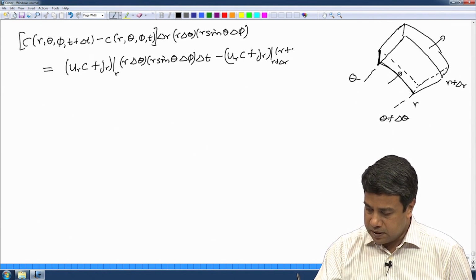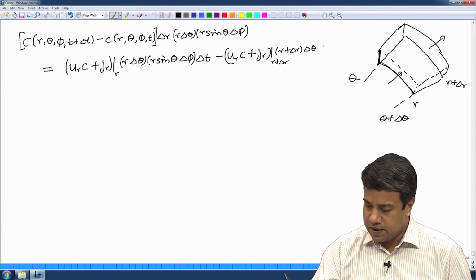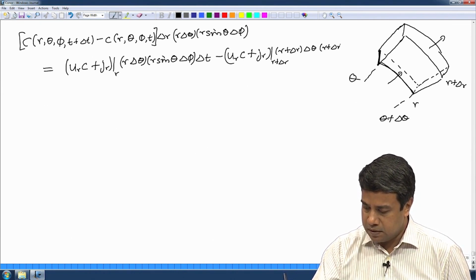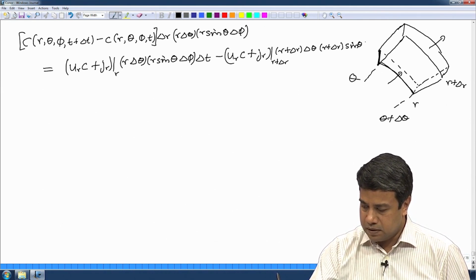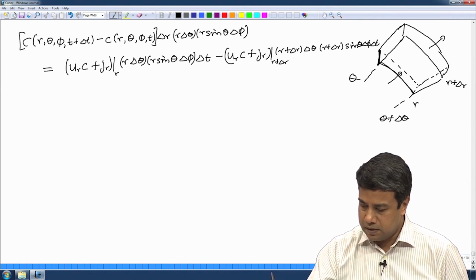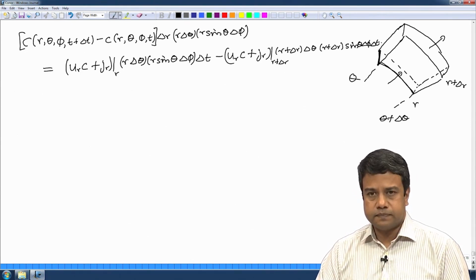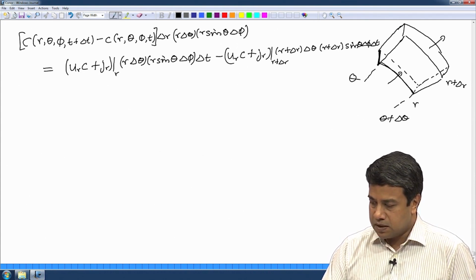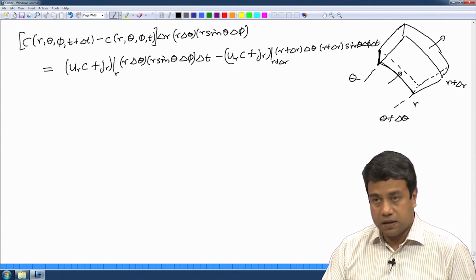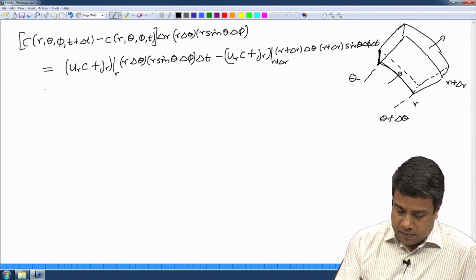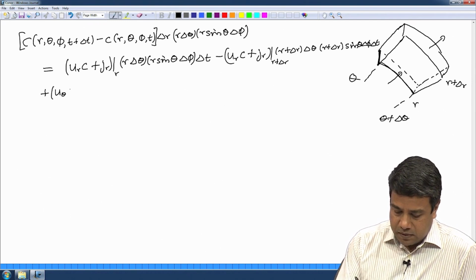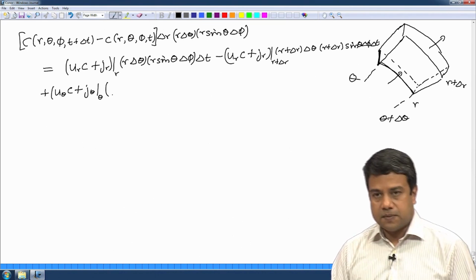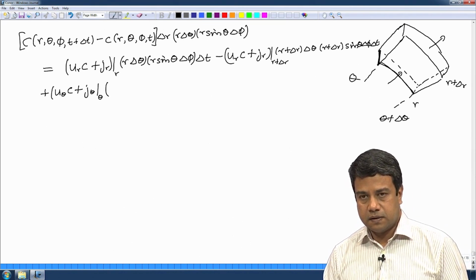And this is r plus delta r delta theta times sin theta delta phi delta t, okay. So, those are mass in and mass out at r and r plus delta r, okay, plus mass in at theta and theta plus delta theta, u theta c plus j theta at theta, okay, times the surface area, okay.